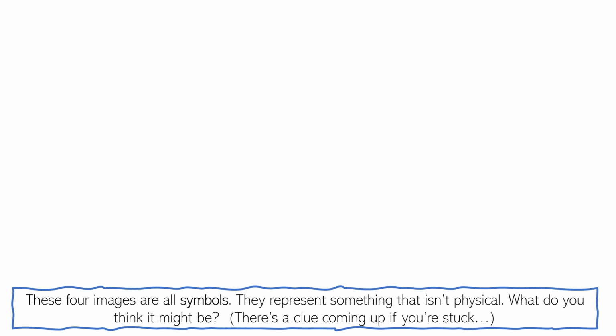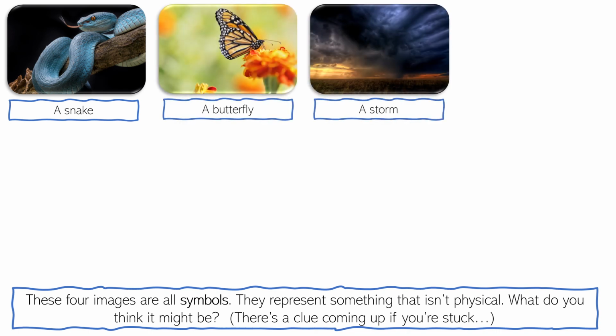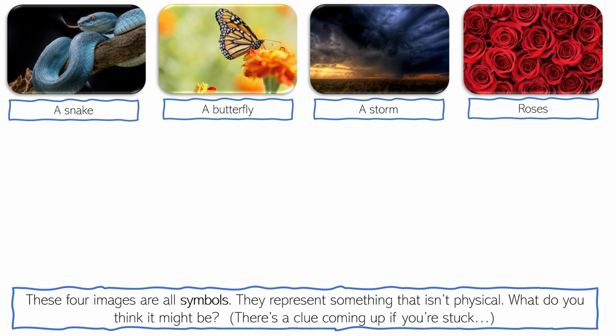Right, so I'm going to bring up 4 images that are symbols. They represent something that isn't physical. And I want you to think, what might those images that are symbols be representing? So I'm going to bring up the images first. If you are stuck, I'm going to be bringing up the answers that you can match up. So if you don't want the clue, make sure you pause the video when I give you the little warning. Okay, so the 4 images that are all symbols are a snake, a butterfly, a storm, and roses.